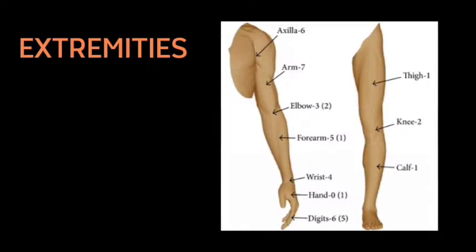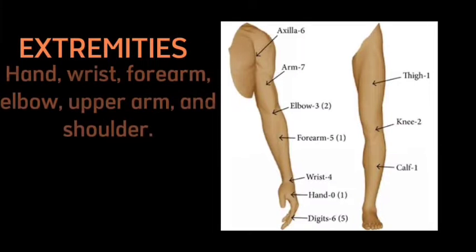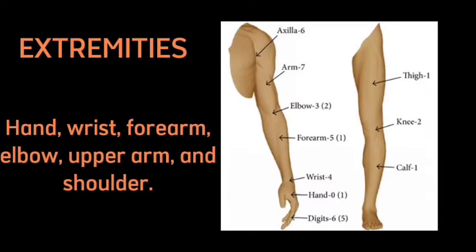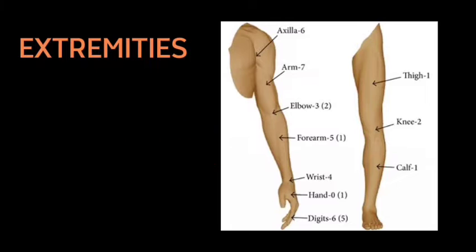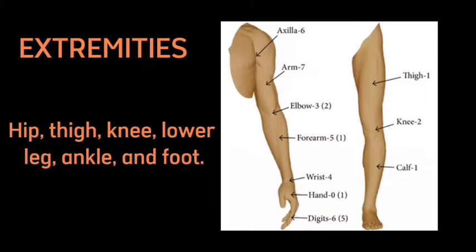Extremities. The upper extremities are the hand, wrist, forearm, elbow, upper arm, and shoulder. The lower extremities are the hip, thigh, knee, lower leg, ankle, and foot.